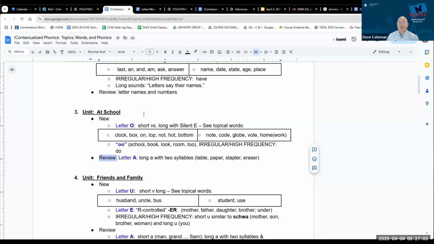Okay, so what's new? But what did we do? What's similar to what we did in the previous unit? Yeah, we're doing a little bit of recycling the same idea, silent E, the vowel says its name.